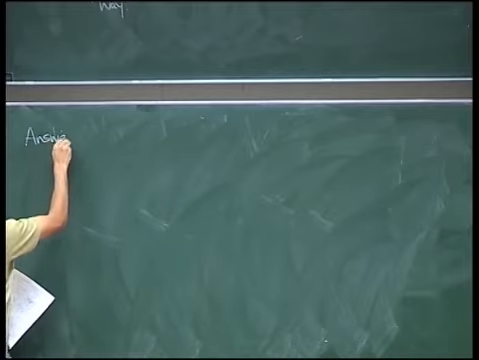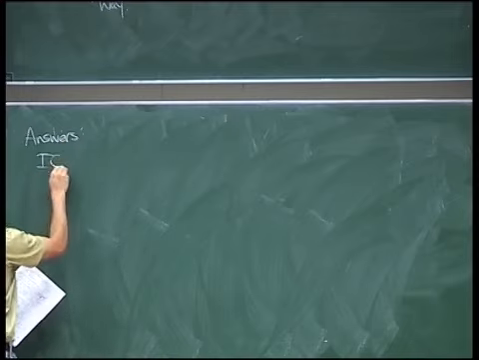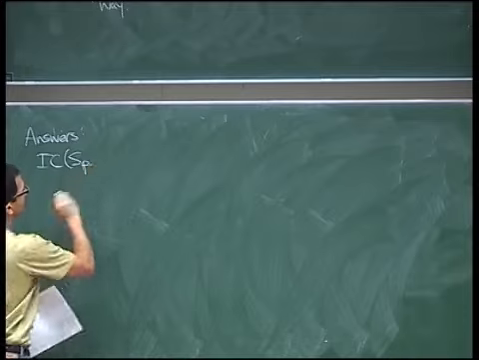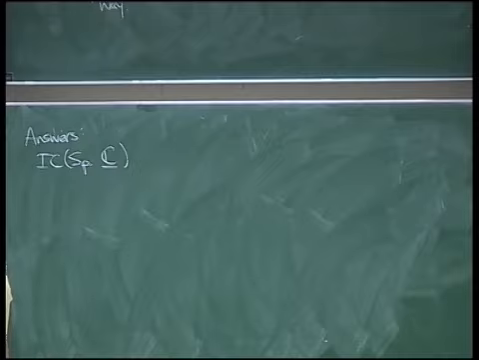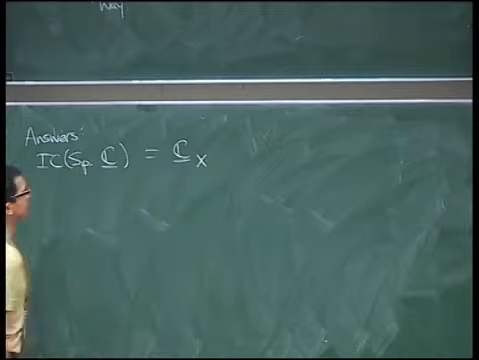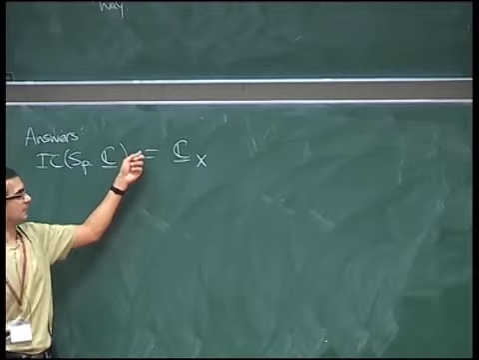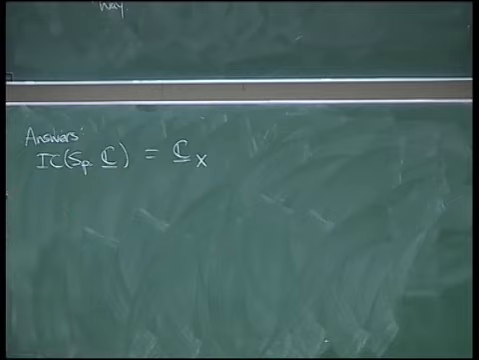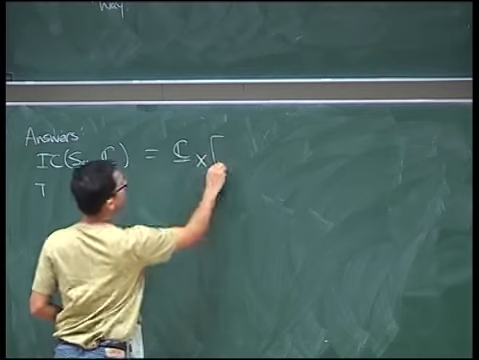So the answers are like this. IC on the principal orbit with the trivial local system turns out to be just a constant sheaf over the entire variety. In other words, its restriction to each of the smaller strata is the constant local system on that stratum.